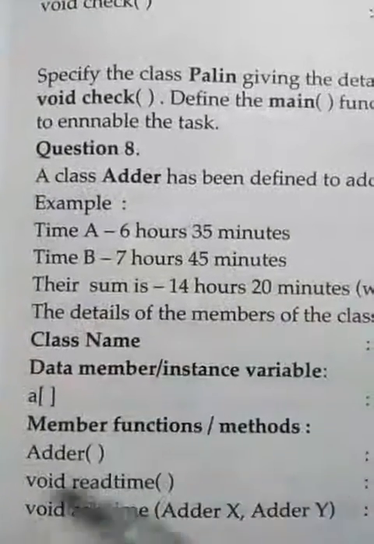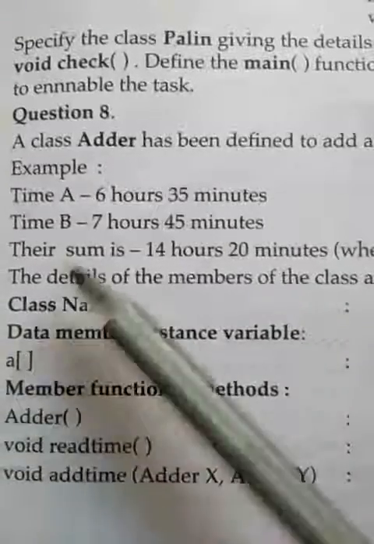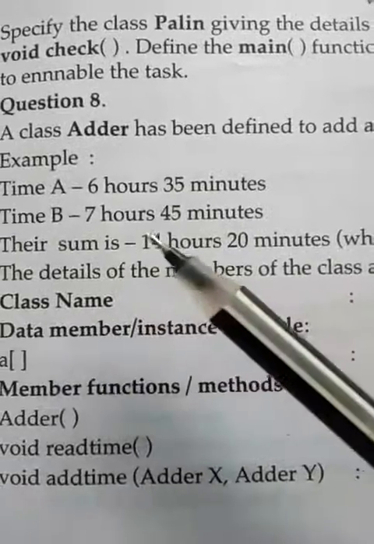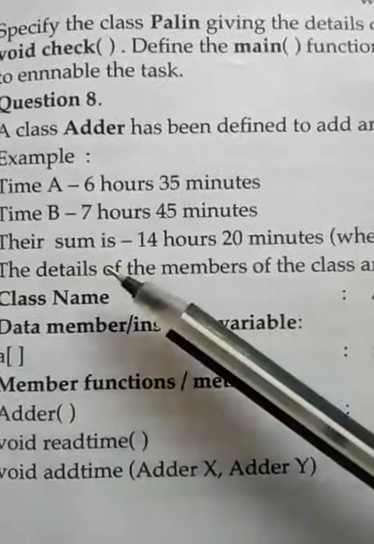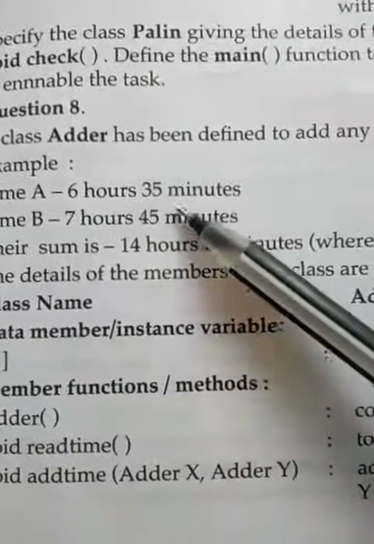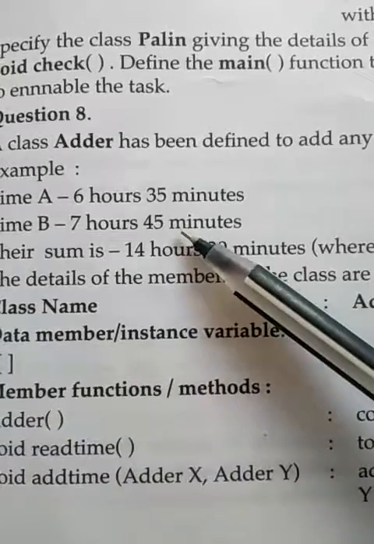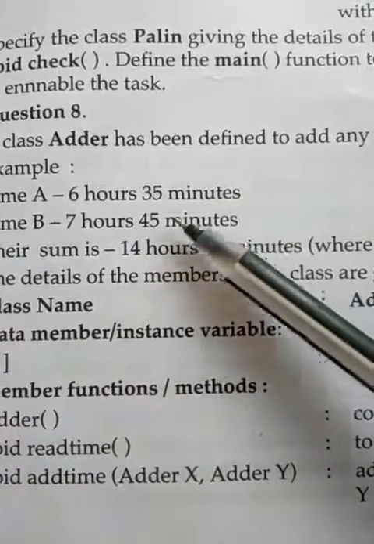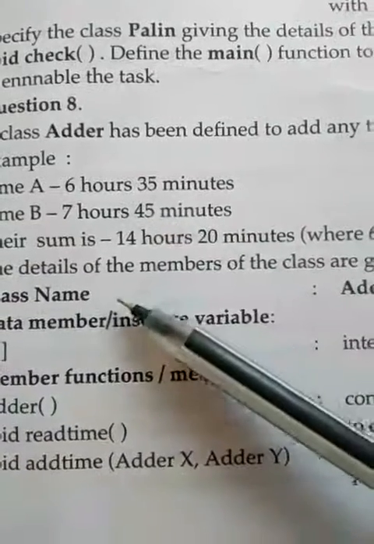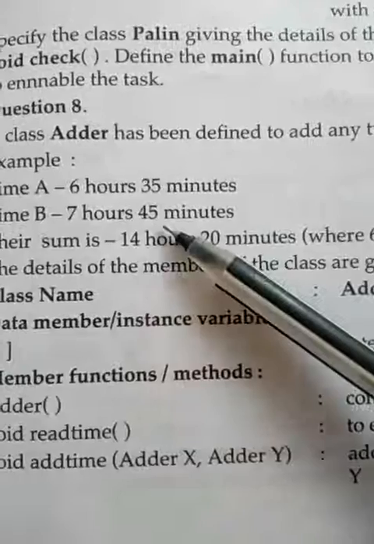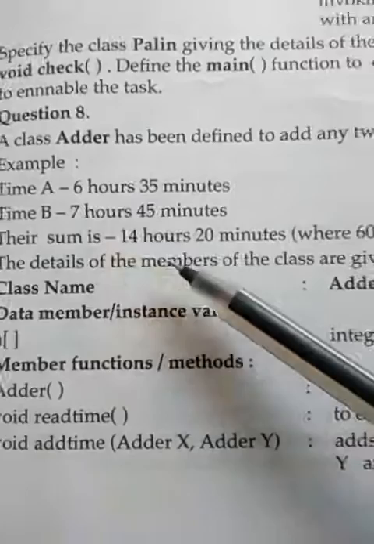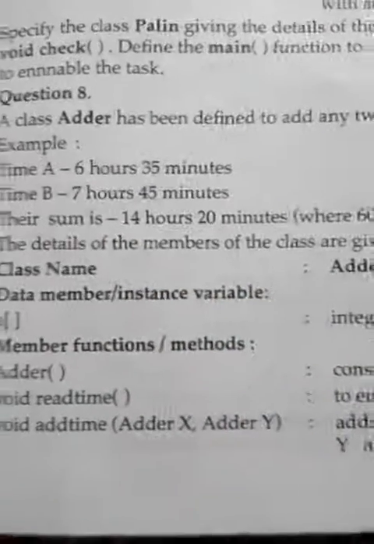The example of this is, suppose time A is 6 hours 35 minutes and time B equals 7 hours 45 minutes. So the sum of this will be 14 hours 20 minutes. 35 and 45 will be equal to 80. So 60 minutes will go to the hours. So this is 7 plus 7, 14 hours, and 20 minutes will be the final answer.